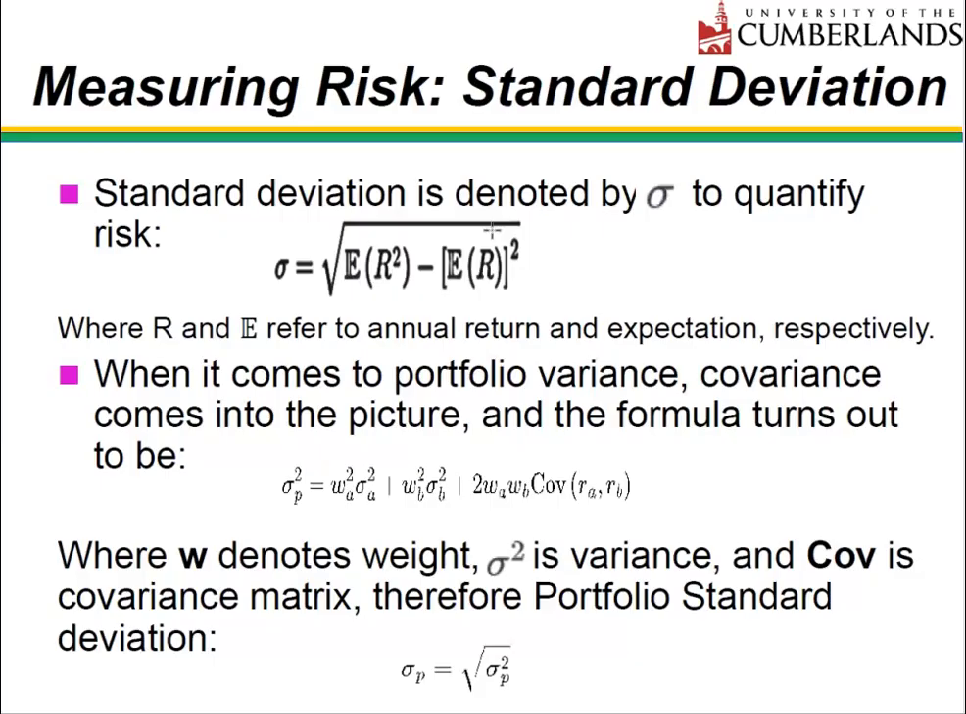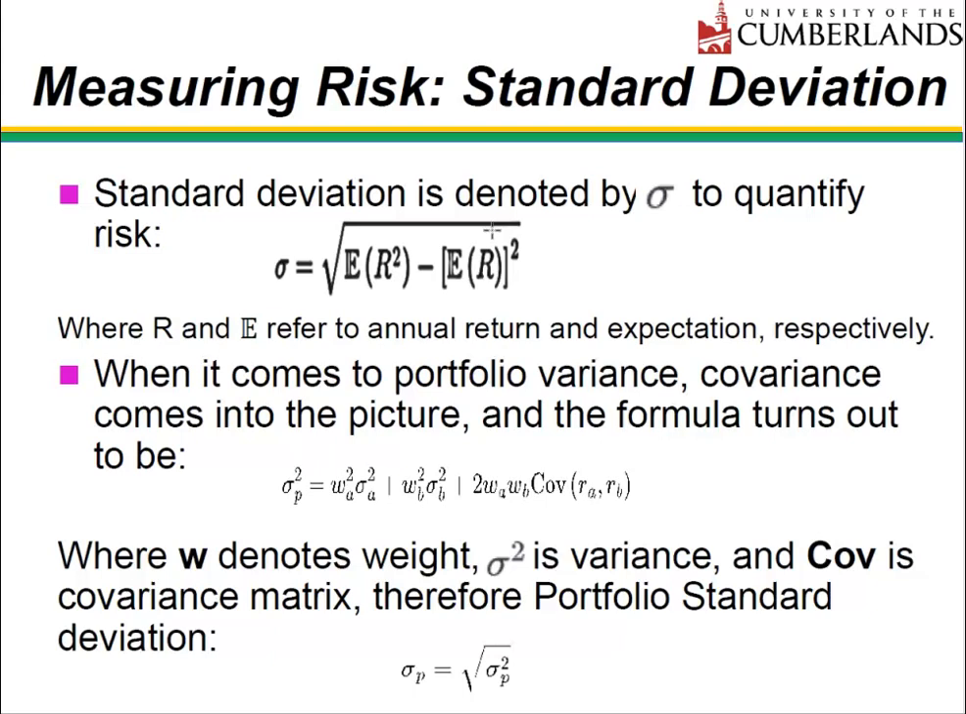This formula captures the essence of volatility. It measures how far individual returns deviate from the average return. The squaring process ensures that positive and negative deviations don't cancel each other out, and the square root brings the result back to the same units as the original return.